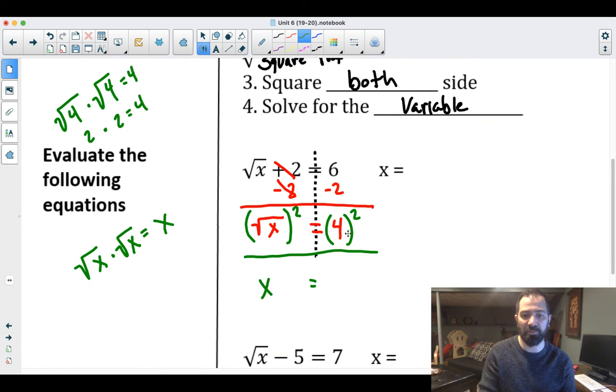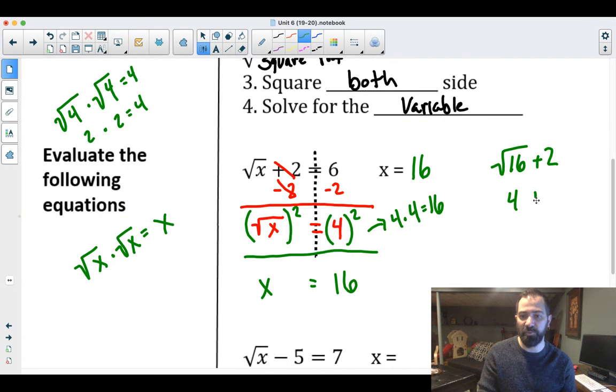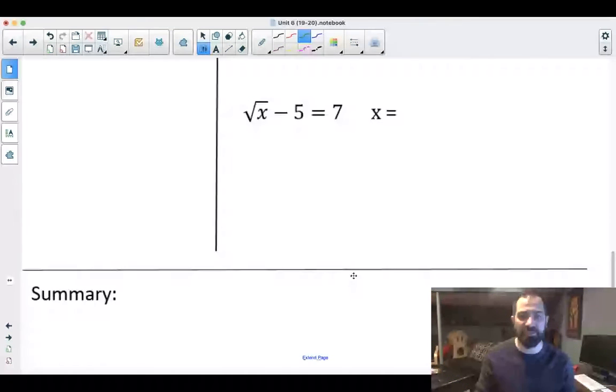And that equals 4 squared, which is 16. 4 squared is 4 times 4, which is 16. And you are done. You can check that. Square root of 16 plus 2. Square root of 16 is 4 plus 2, which equals 6, which was our original answer. Good job. Let's try another example.